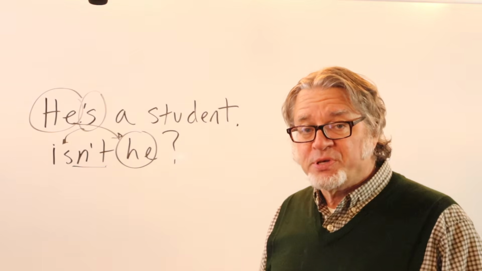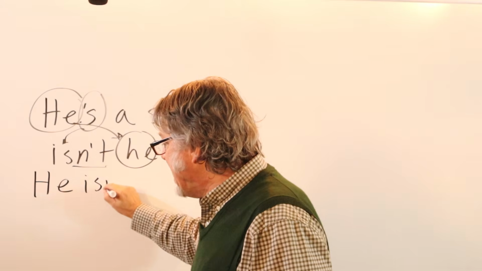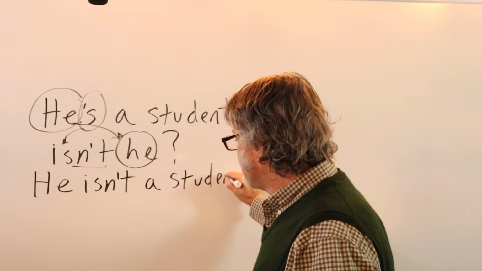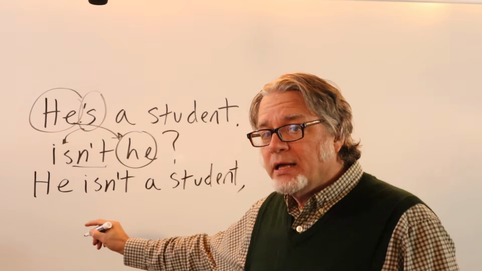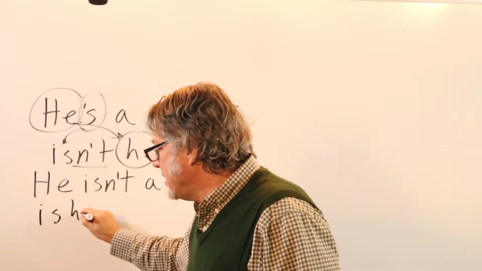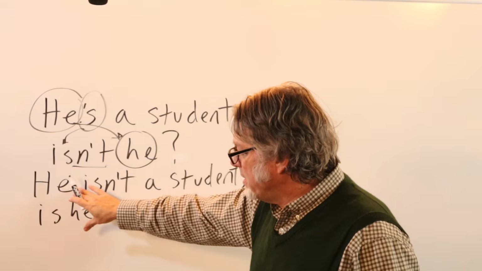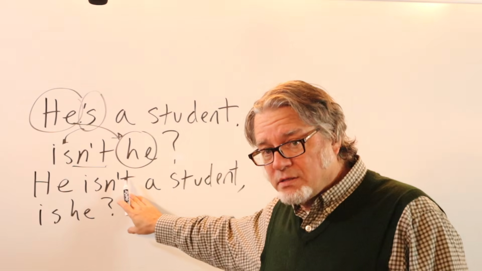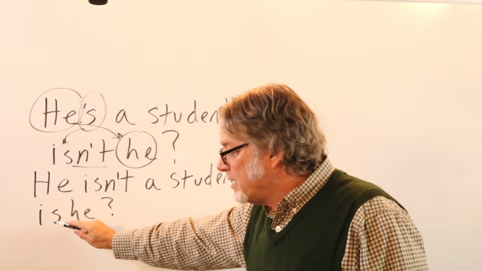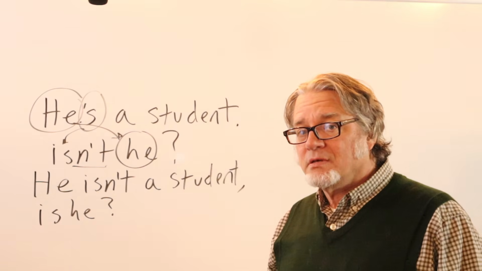Then you can do the opposite. If this is negative, he isn't a student. And then here's the tag question. Is he? So this is negative in the main part of the sentence, but it's not negative here. And this is the subject that started the sentence.